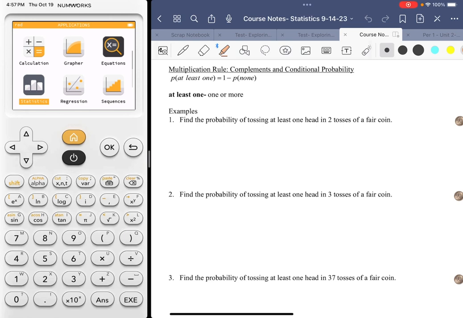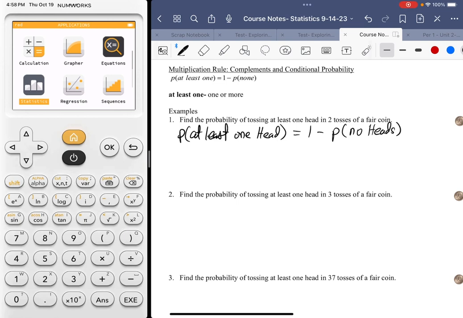So for number 1, find the probability of tossing at least one head in 2 tosses of a fair coin. So I'm going to say probability of at least one head. All right, so I'm following this model. It is going to be equal to 1 minus the probability of no heads. To apply this rule, all we need to do is figure out the probability of not getting heads when you flip a coin twice, and then from there we just subtract it from 1.